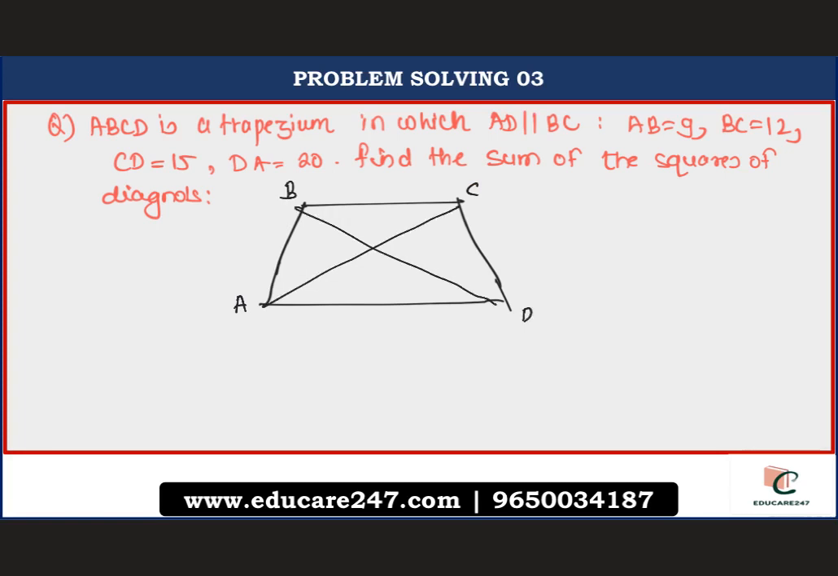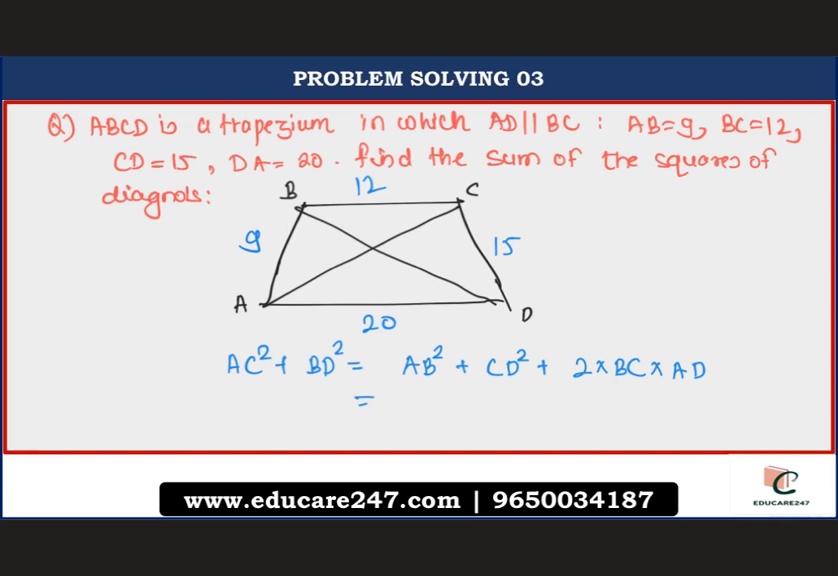So what have they asked? They have asked you the sum of the squares of the diagonals. We have seen the formula for this. They have asked AC square plus BD square, and we know the formula for this. It is AB square plus CD square plus 2 into the multiplication of the parallel sides, BC into AD. So just input the values. AB we know is 9, BC we know is 12, and DA we know is 20, while CD is 15.